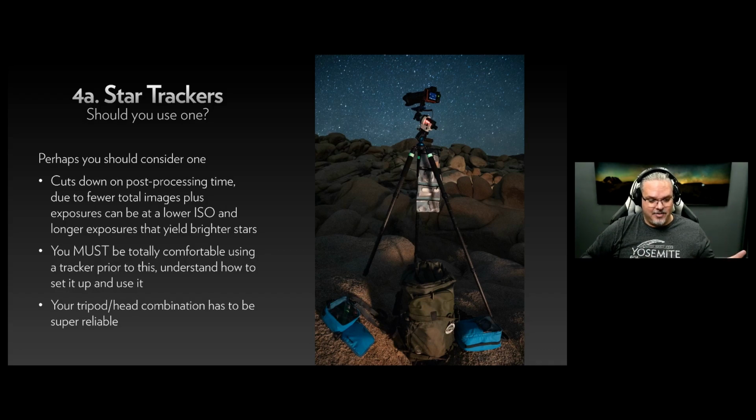So I say consider it, but with this caveat: if you are not familiar with star trackers, do not do it. If you don't already own one and feel very comfortable aligning it and setting it up and knowing that it's not going to slip during that usage, don't do it. Just do it the traditional way, which is to set up a static camera and take a bunch of images. And again, your tripod or head combination has to be super reliable.